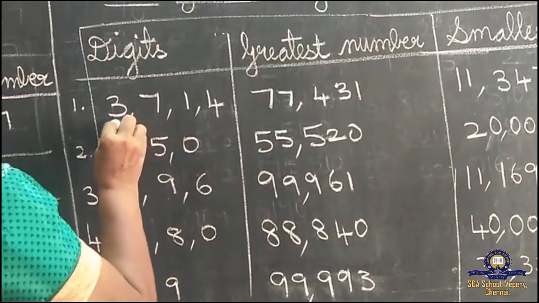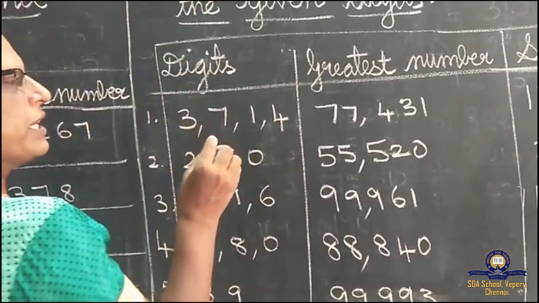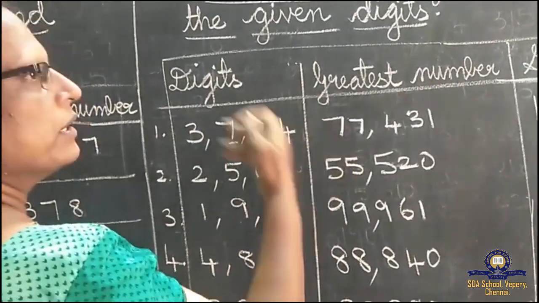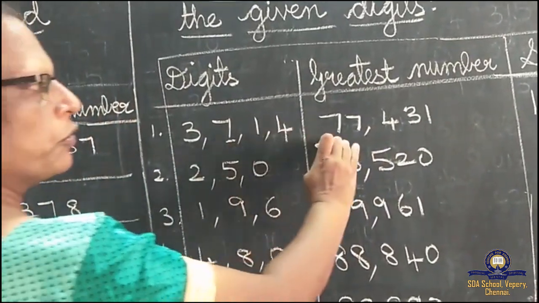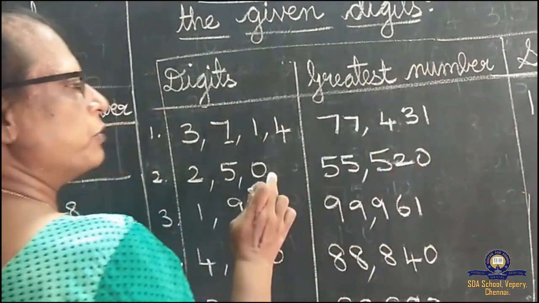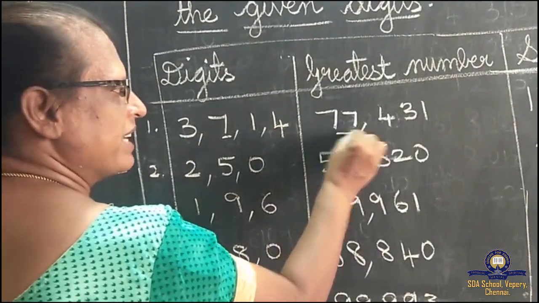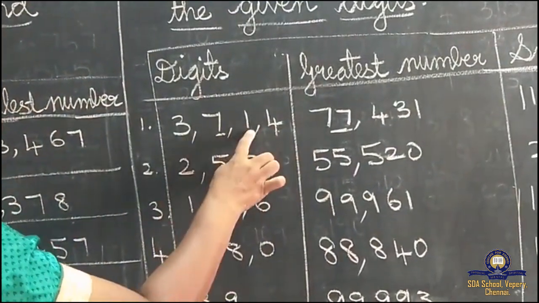See here, 3, 7, 1, 4 is there. Which is the greatest number, children? First 7. So what you have to do? You have to repeat the number. Here 4 digits are there, so to form the 5-digit number, you have to repeat the greatest number. So here you see 7, 7, 4, 3, 1.